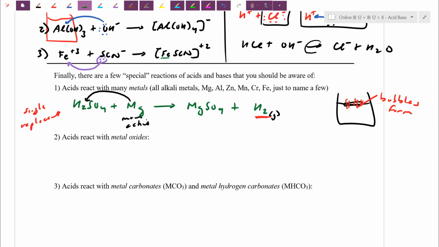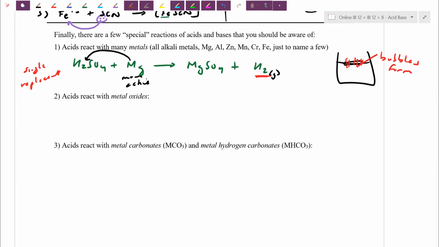Acids will also react with metal oxides. If you remember back in chapter 3, a metal oxide is supposed to be basic in solution, so no real surprise an acid will react with a base. So let's see how this looks like here. Let's take nitric acid, HNO3. Let's react it with CuO.